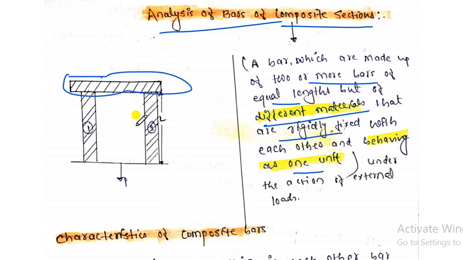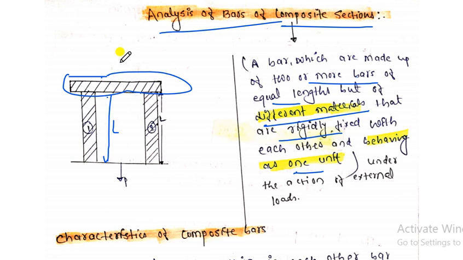So a composite bar is nothing but a bar of different materials, having the same length from the fixed rigid end. If it is L, then both have the same length, and they behave like one unit. If elongation takes place due to a tensile load, then an equal amount of strain exists in both. If it is compression, then an equal amount of compression strain takes place. So composite sections are sections of different materials behaving as one unit.